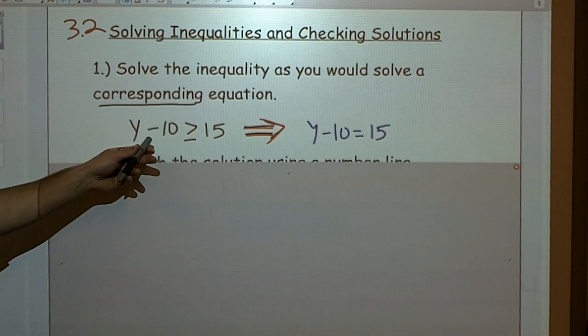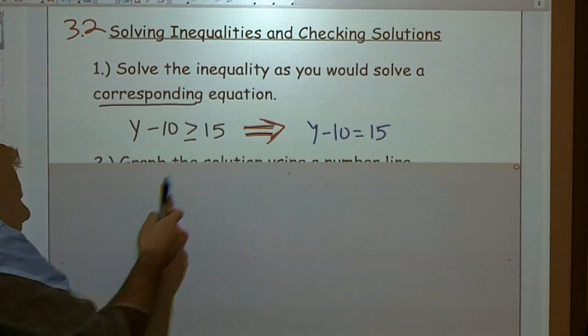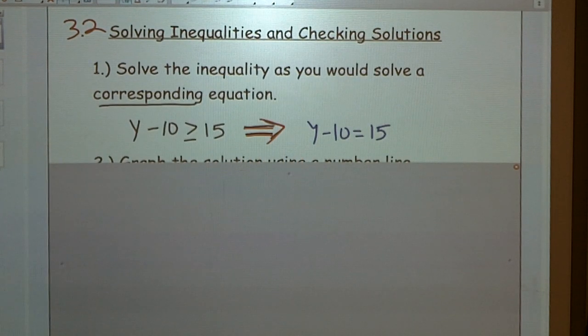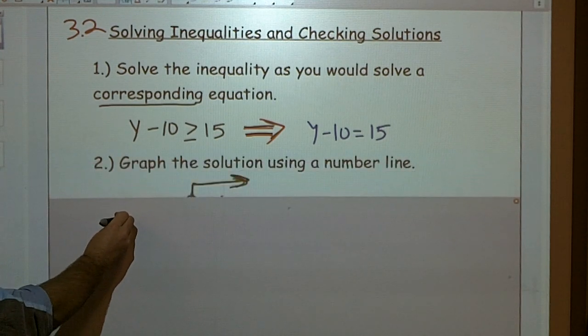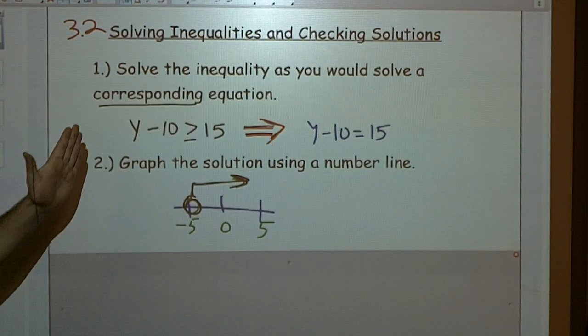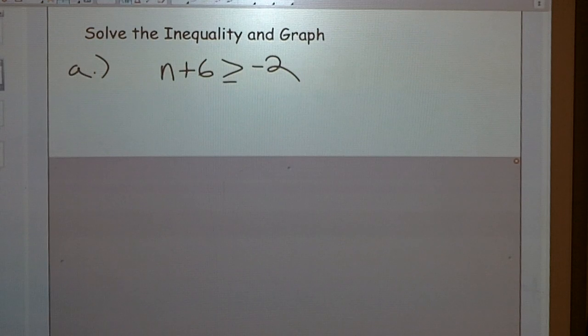So if we got y minus 10 is greater than or equal to 15, the corresponding equation for that would be y minus 10 equals 15, and then you solve it very similarly, and then at the end just put that inequality symbol in and you're good to go. The last step here is graph the solution using a number line. So once we actually get down to solving for y or for x or whatever variable we use, we just graph the solution on a number line like we've been practicing. Okay, take a look at a couple examples.